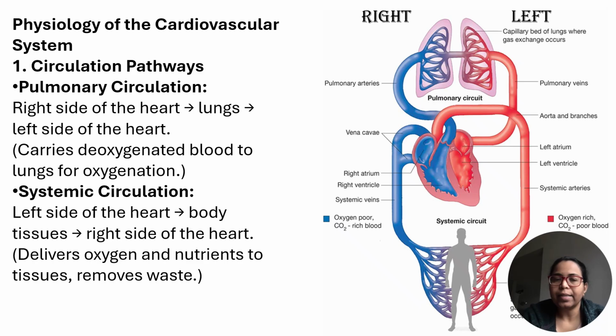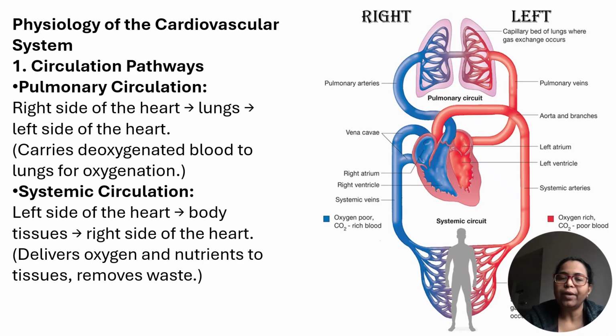Then let us look at the systemic circulation. The purified, oxygenated blood from the lungs is brought through the pulmonary vein towards the left atrium, and during contraction the left atrium pushes it towards the left ventricle. Then, during contraction, the left ventricle pushes the blood through the aorta towards the other parts of the body.